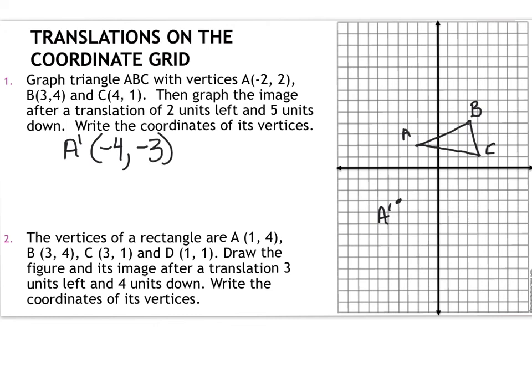Now we're going to go back through and do the same thing with each of our other vertices. So we're going to take that B and move it over to the left 2 and down 5. And there's my new B, or my B prime.